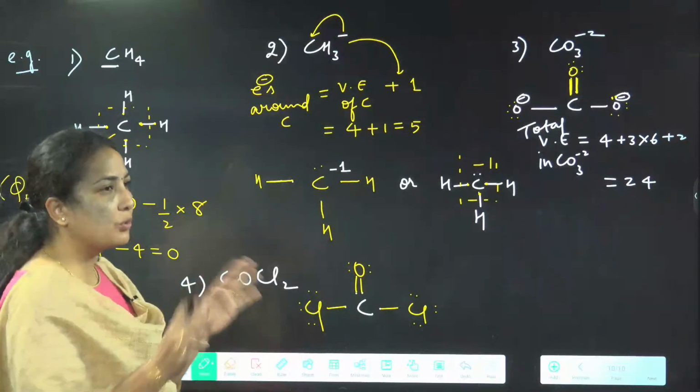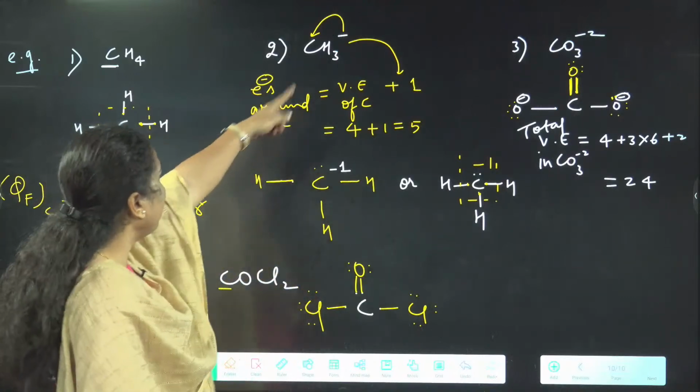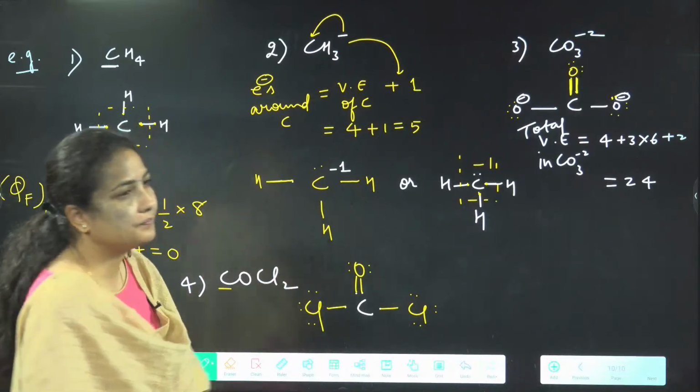Formal charge, I have just told you that you can calculate it like this, but directly when we are putting the negative charge on the central atom, then also it is fine. Getting it?